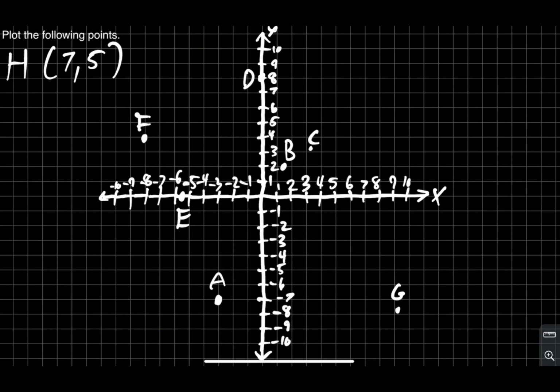And for point H, we have an x value of 7 and a y value of 5. So we move to 7 for our x, and then we move up to 5. And your point is going to be right here. It's going to be point H.